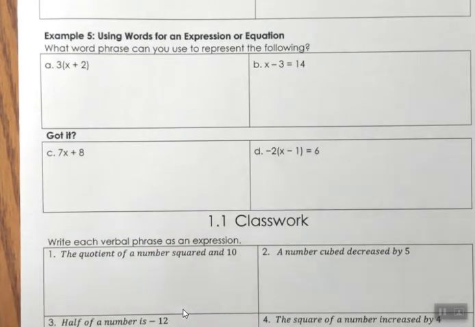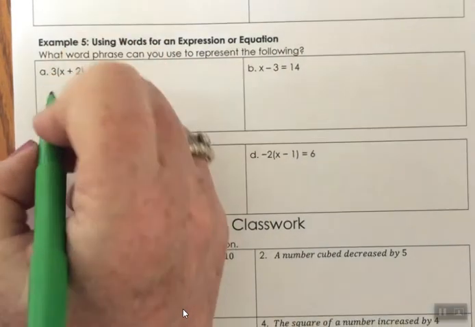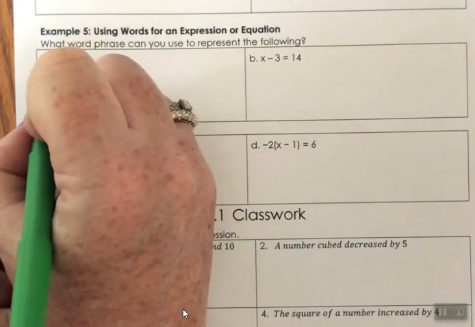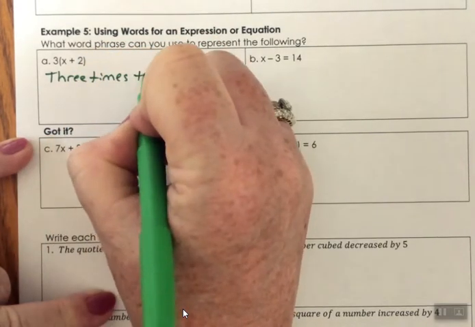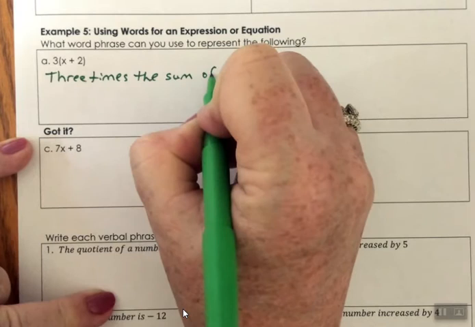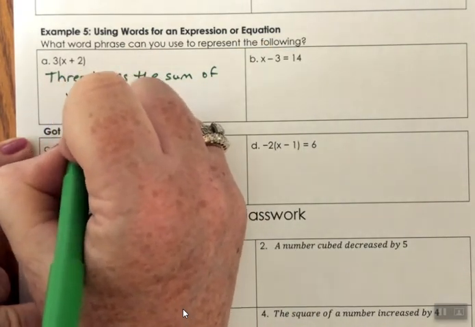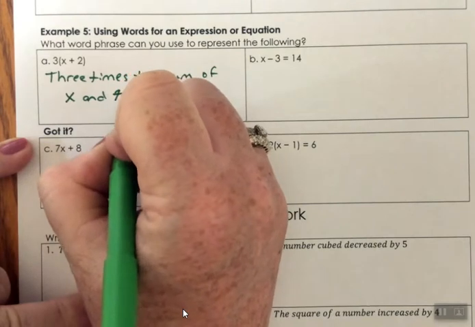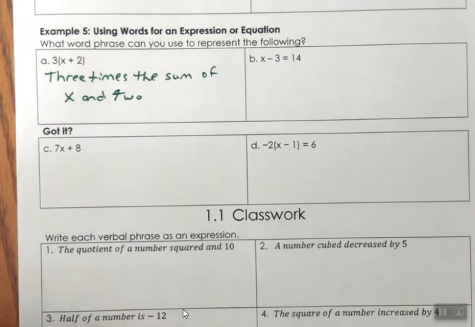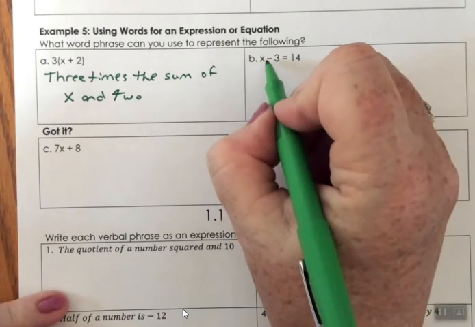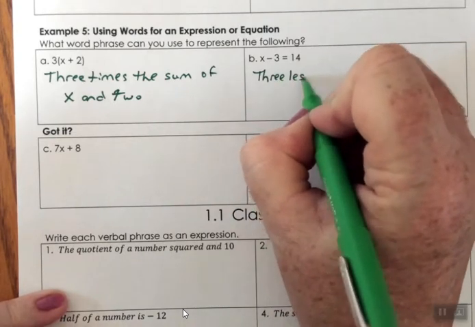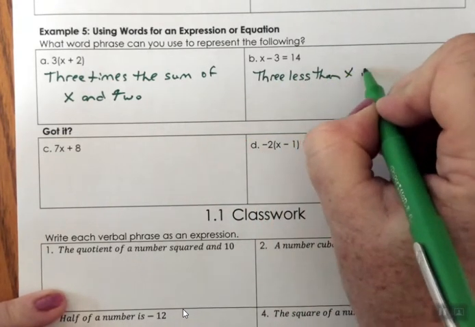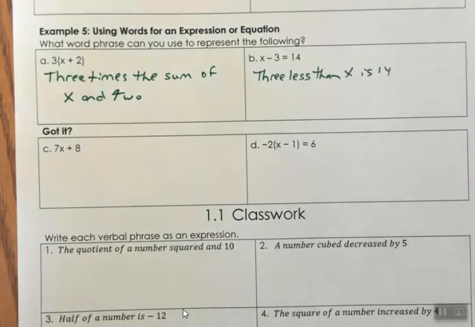Okie dokie, example 5. So if we were to write word phrases, there's a bunch of different things you could do. I'm just going to give you one example of each. So this could be 3 times the sum of x and 2. The next one, you could say 3 less than x is 14. I guess we'll do that one. 3 less than x is 14. And try the got its and come right back.